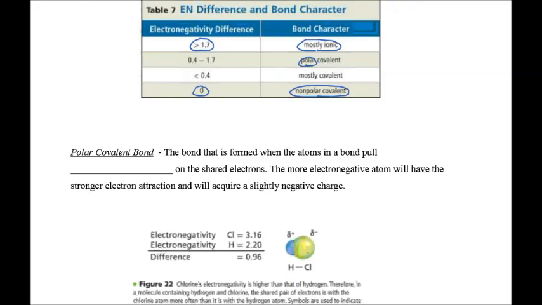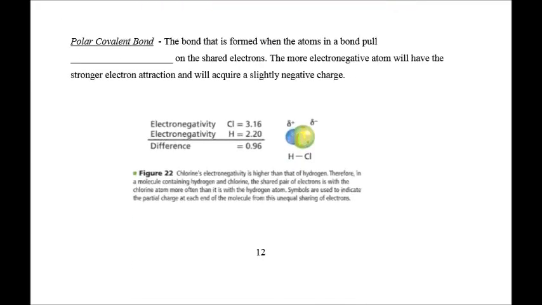So now we're going to look at a polar covalent bond. Again, covalent means sharing, but now polar means that the electron pair is not shared equally. It's the bond that is formed when the atoms in a bond pull unequally on the shared electrons. The more electronegative atom will have the stronger attraction, and that side of the molecule gets a slightly negative charge.